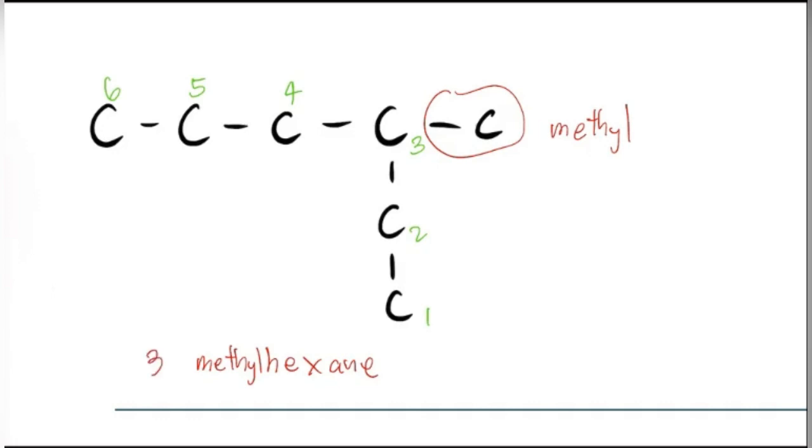So you write 3 dash. Always remember, a dash or hyphen separates the number and words. If there are two locations, they will be separated by a comma. In this case, there's only one alkyl group, so no comma. I'll just use a dash as a separator between number and words. So the name of this structure is 3-methylhexane. Again, 3 is the location of your alkyl group or substituent. Our substituent name is methyl. Then our parent chain is hexane. Okay.